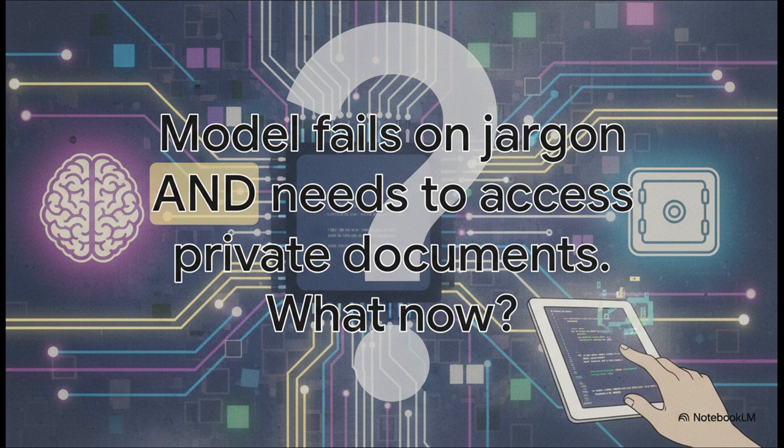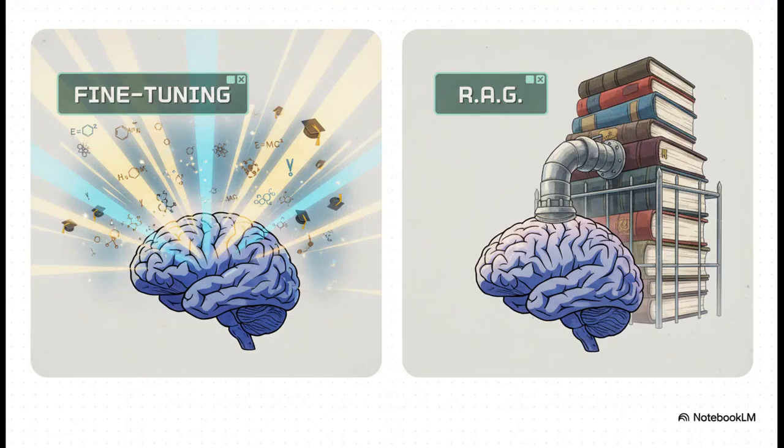Let's look at this two-part problem. First, your model has no idea what your company's specialized, complex jargon means. And second, it needs to be able to answer questions using private, up-to-the-minute company data. This sets up the single biggest strategy debate in generative AI today. And here are your two main options, fine-tuning and RAG. Think of it like this. Fine-tuning is like sending your model back to school to get a PhD in a specific subject.